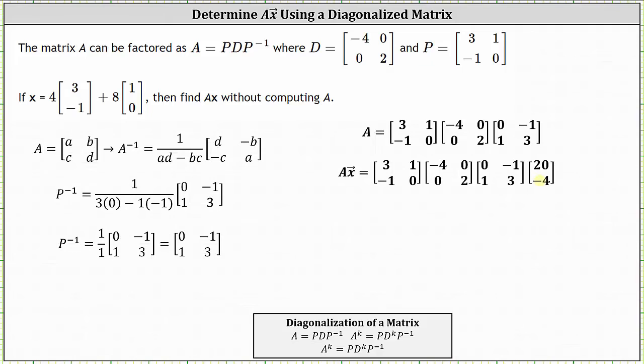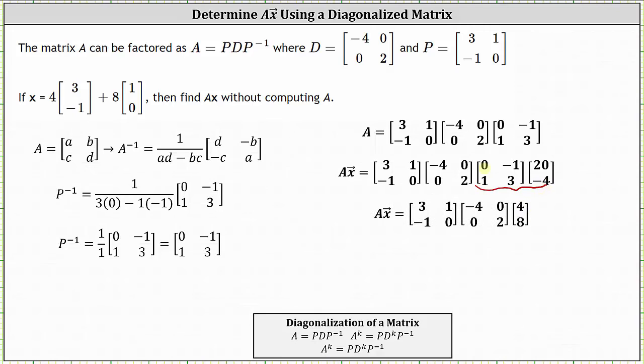Now from here, if we multiplied from left to right, we would find matrix A times vector x, but after multiplying the first three matrices, we would have matrix A, and we're told to find matrix A times vector x without computing matrix A. So we'll treat the right side as if it was a composition of linear transformations and work our way from right to left. So we'll first find the product of P inverse and vector x.